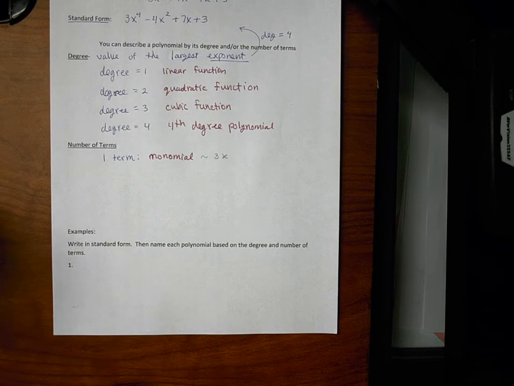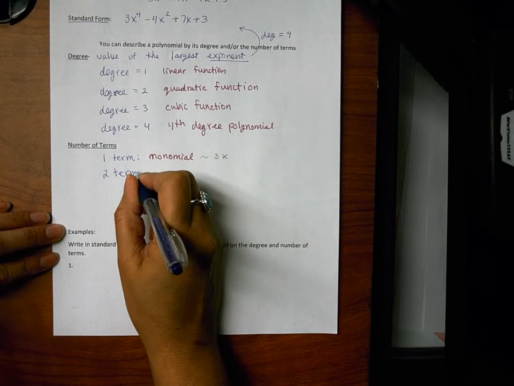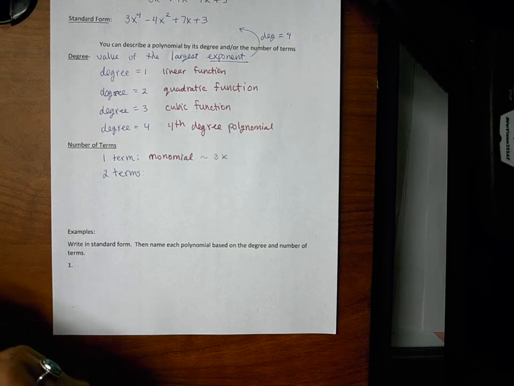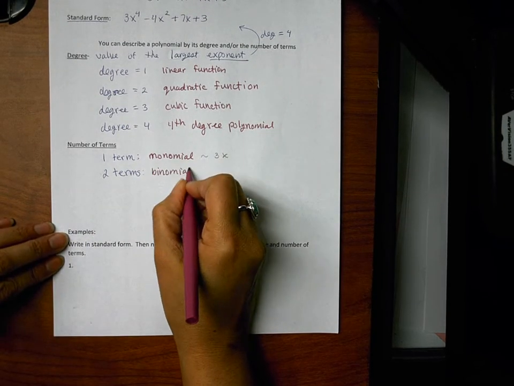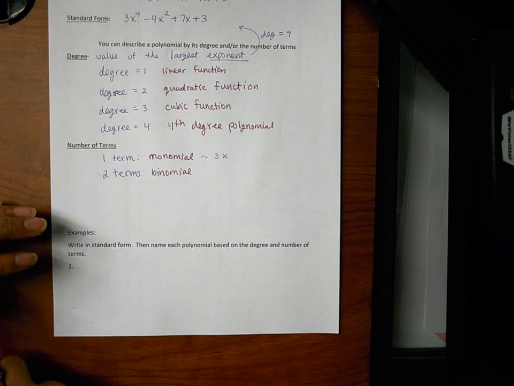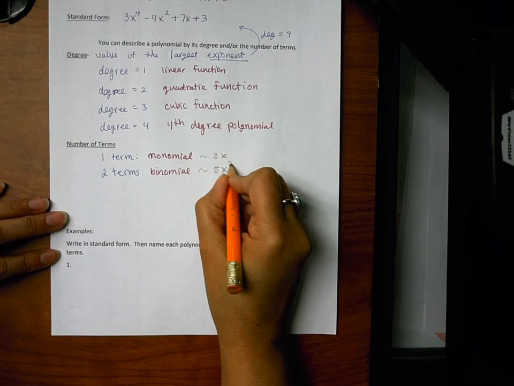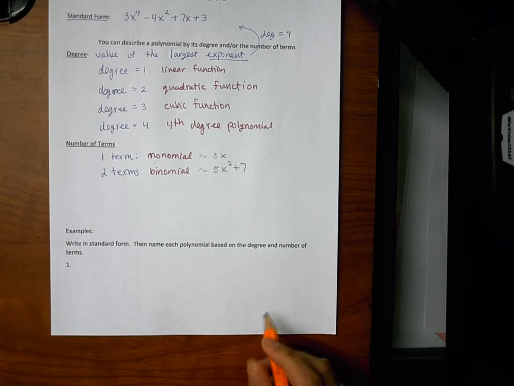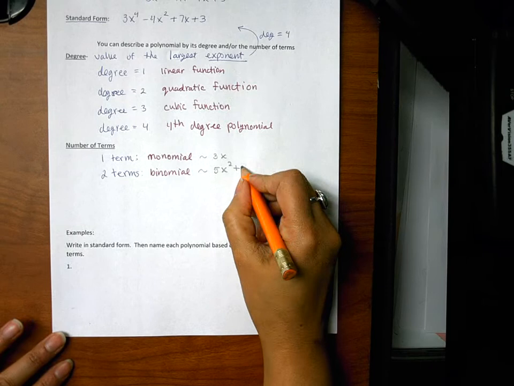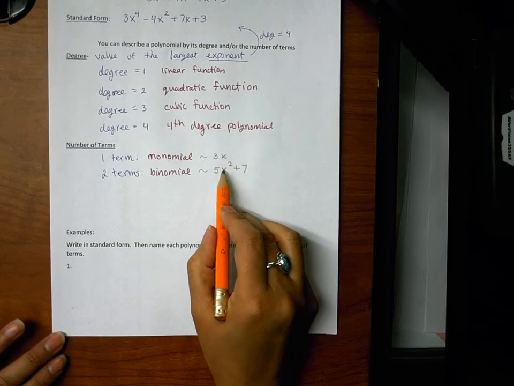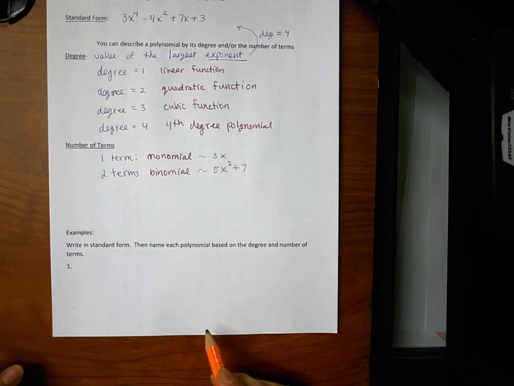Okay, if we have something with 2 terms, we call that a binomial. And a binomial could look something like this: 5x squared plus 7. That's a binomial. And just a quick review of what we talked about previously, the degree is 2, so it would be a quadratic function. Degree 2, binomial.